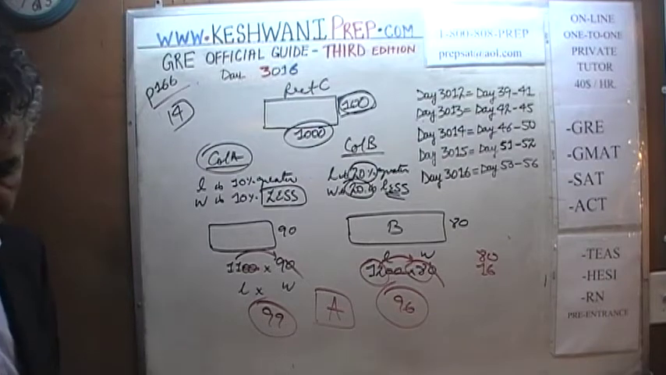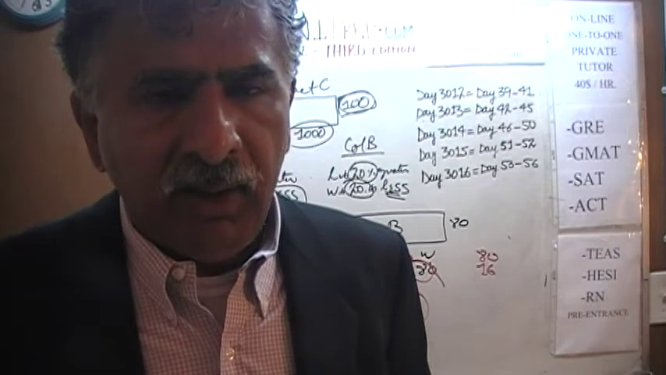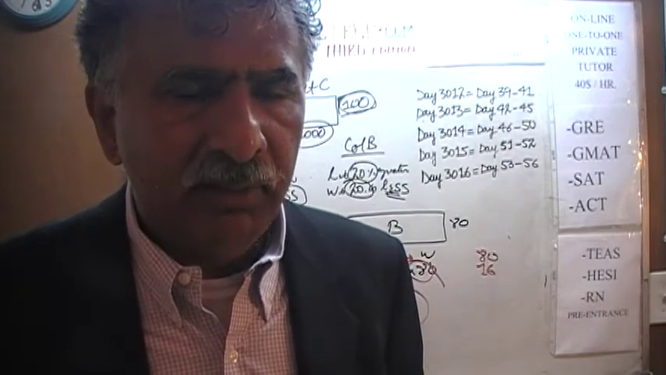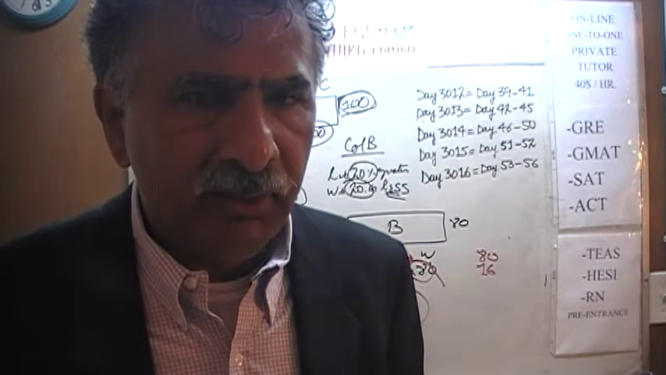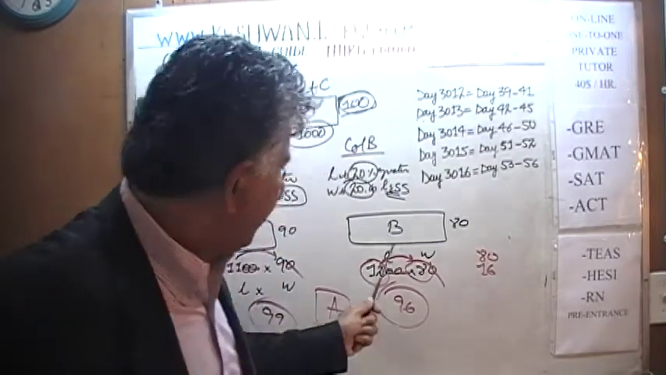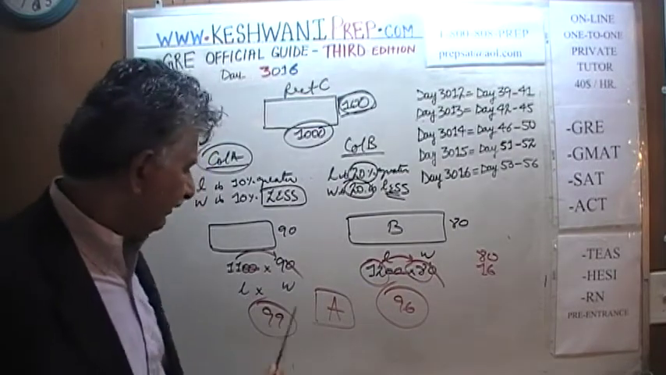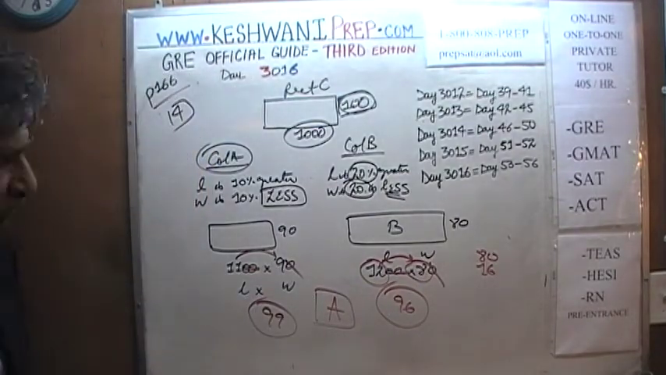The area of rectangle A is greater than the area of rectangle B, given that the length of A is increased by 10% and the width is decreased by 10%, and the length of B is increased by 20% and the width is decreased by 10%. If that's the case, the area of A is going to be greater than B.